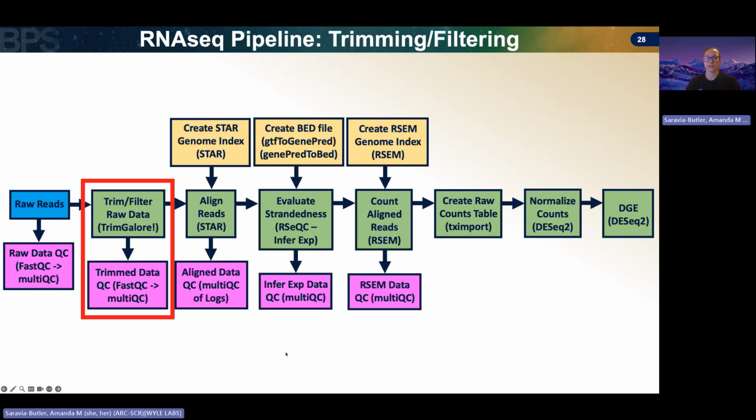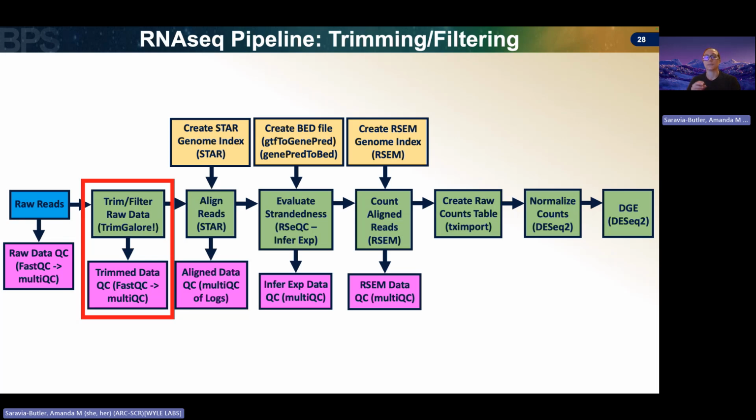So once you've assessed the quality of your raw data, the next thing that you're going to want to do is trim and filter your raw data. So you're going to want to remove any low quality sequences from your data. You're also going to want to remove any adapters that you identify in your data.